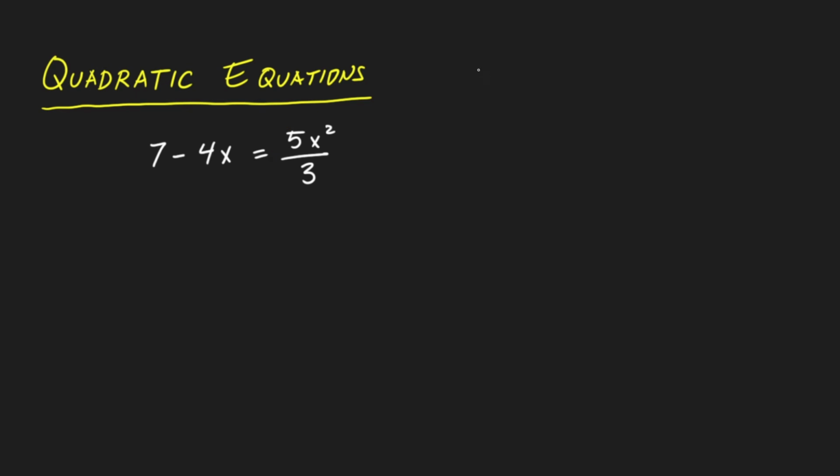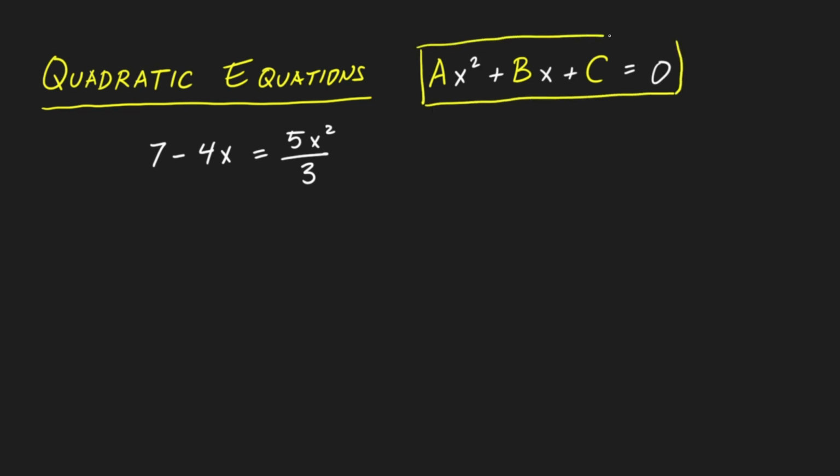Okay? I'm going to write here the general form again. So this is the general form. We want it to be in this form. So how do we make it in this form? As you can see, we have this denominator on the right-hand side. To get rid of that, we multiply the whole equation by 3. So on the left side, we get 21 minus 12x is equal to 5x squared.